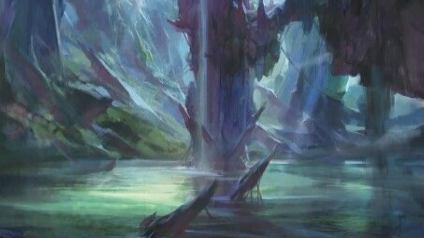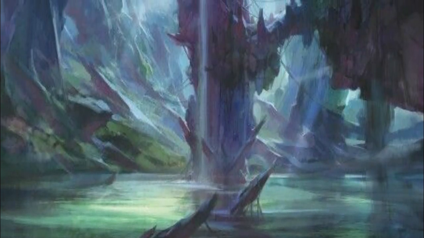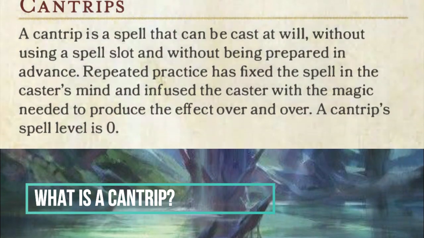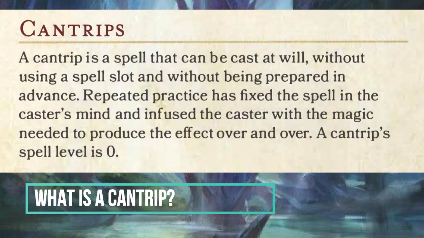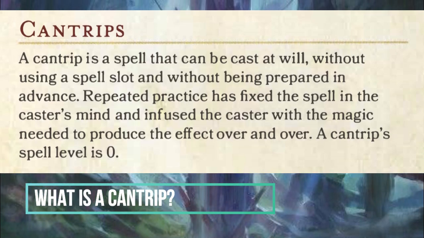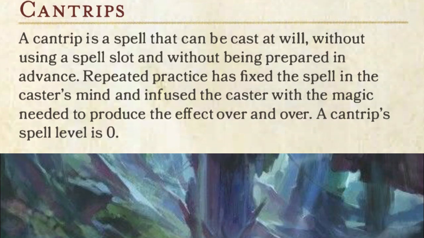Before I can tell you my opinions on cantrips, we have to ask ourselves, what is a cantrip? A cantrip is a spell that the caster has repeated so many times that it has become second nature to them, requiring no spell slots or needing to be prepared in advance. It is a reactionary use of magic that can be cast at will.